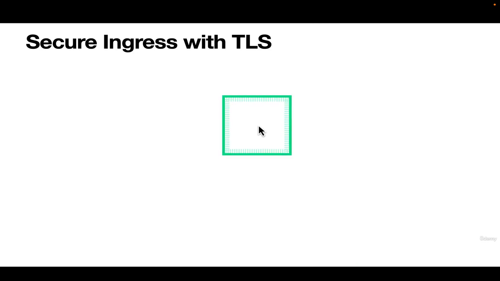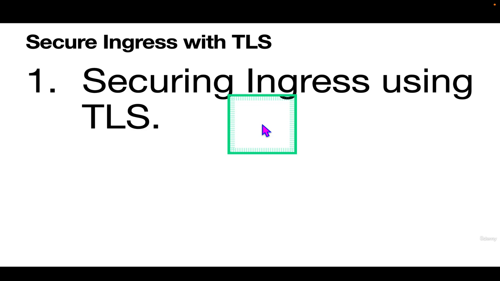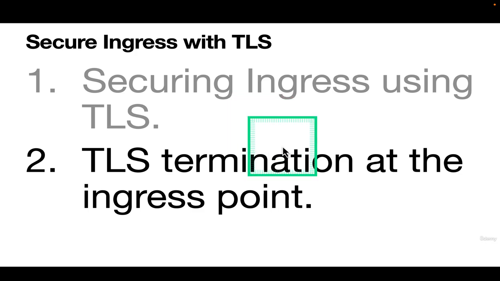Okay, secure Ingress with TLS. You can secure an Ingress by specifying a secret that contains a TLS private key and certificate. This helps in securing the channel from the client to the load balancer. The Ingress resource supports a single TLS port 443 and assumes TLS termination at the Ingress point. This means the traffic to the service and its pod is in plain text.